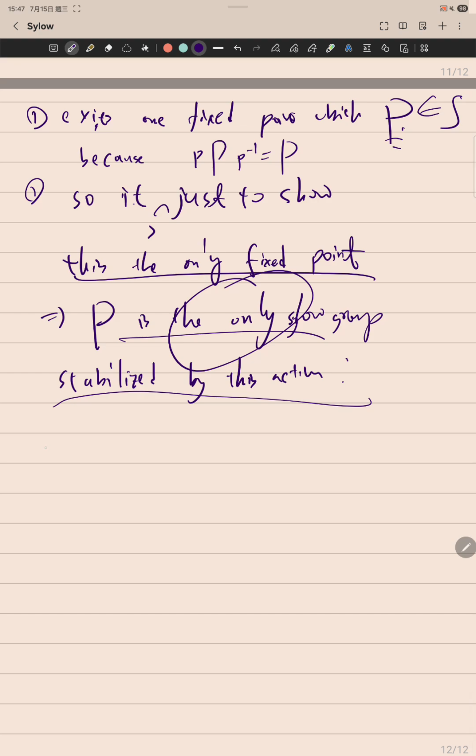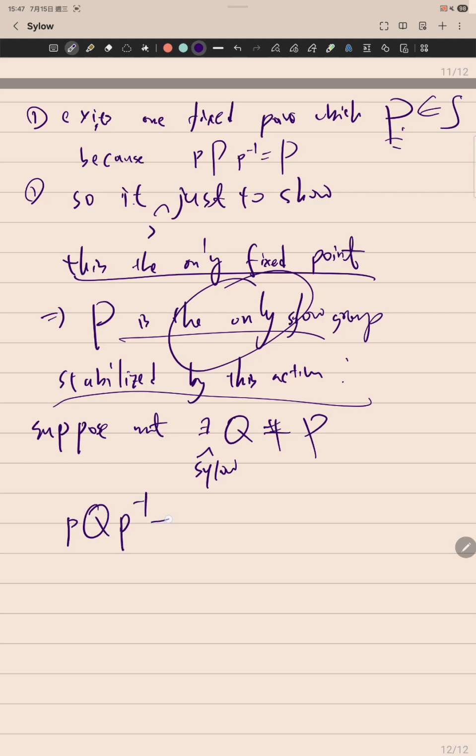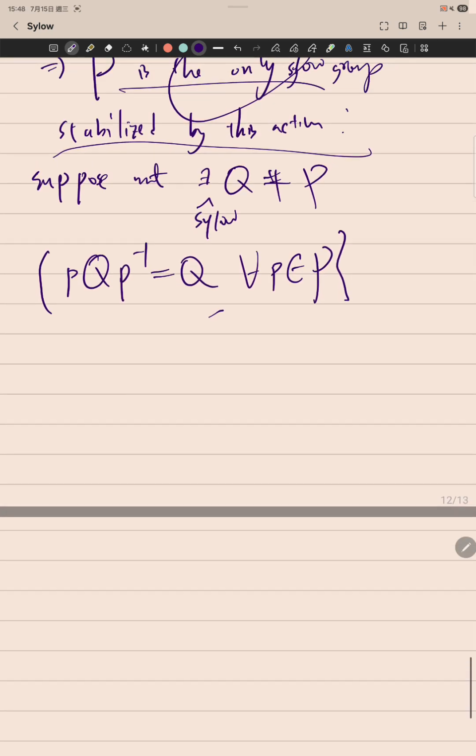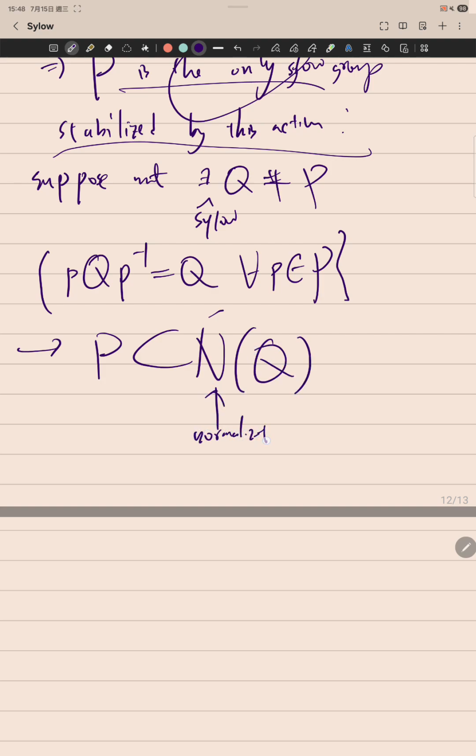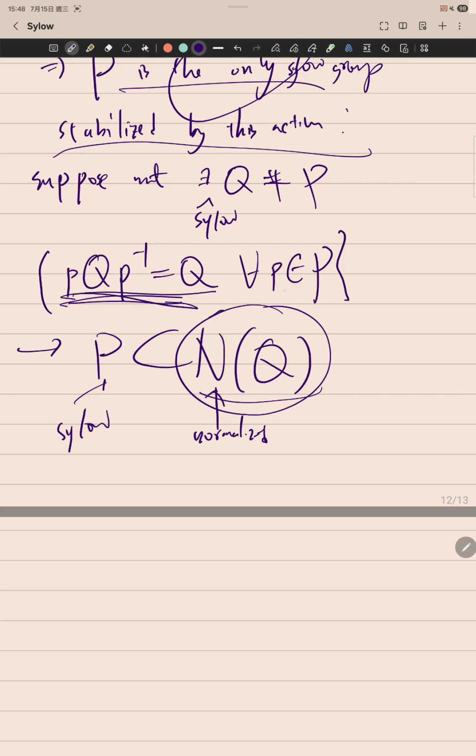Okay, so it's proof. So suppose not, meaning that there exists another Sylow Q, which is different from P, and such that P Q P inverse is Q for every P belonging to P. Okay, but this tells you that P is in the normalizer of Q. And this is the normalizer of Q, because this means that this Sylow group normalizes Q. So the normalizer of Q means the elements which normalize Q, but all the elements in Sylow P normalize Q.